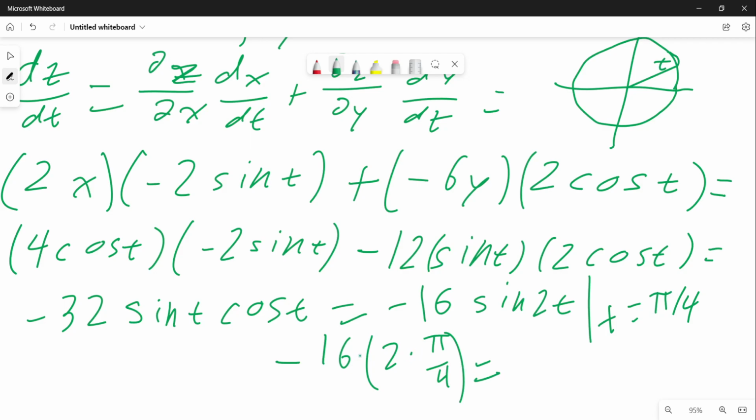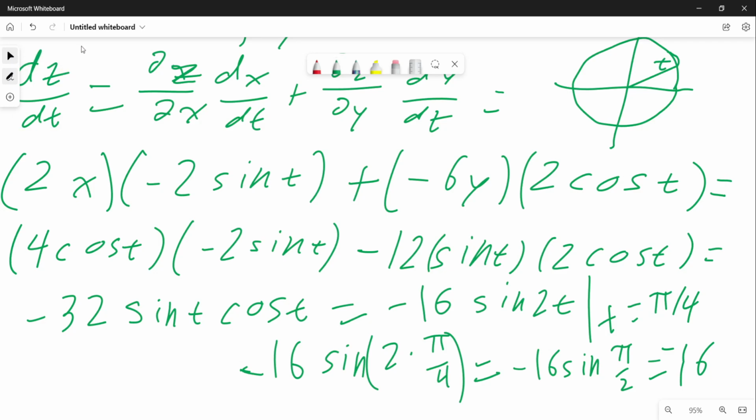There's a sign here. I'm getting messy here. Happens sometimes. Negative 16 sine of 2 times pi over 4. It's negative 16 sine of pi halves. Sine of pi halves is 1, so it's negative 16.